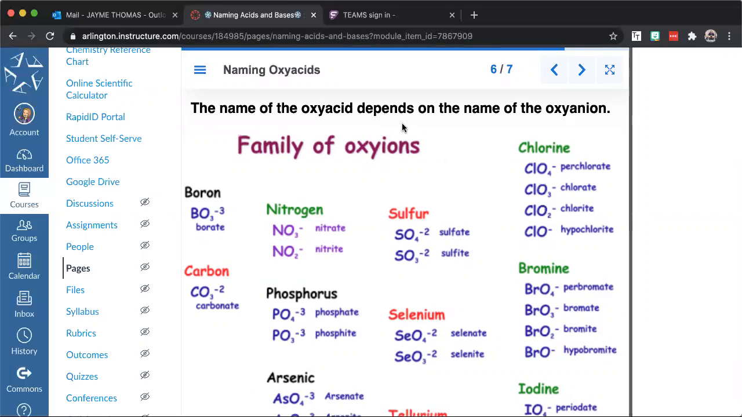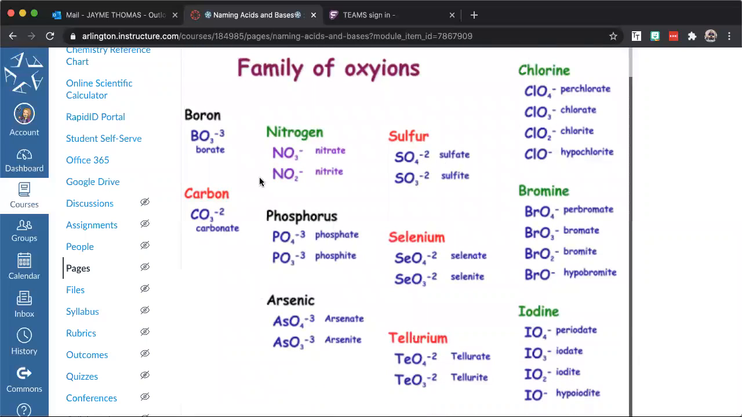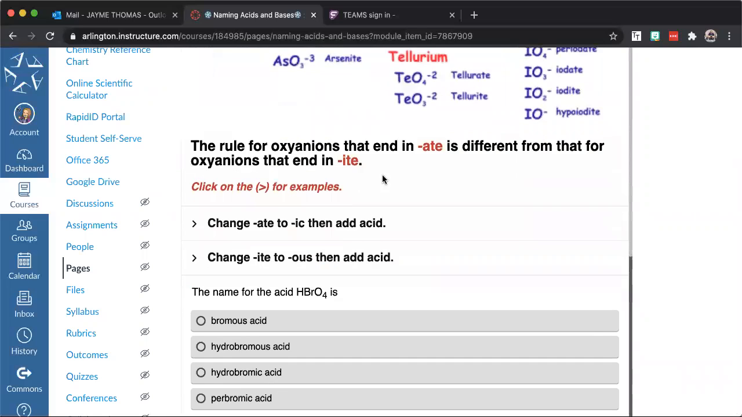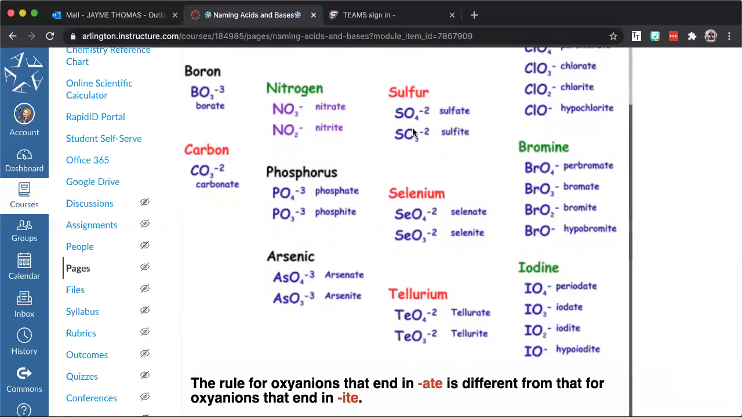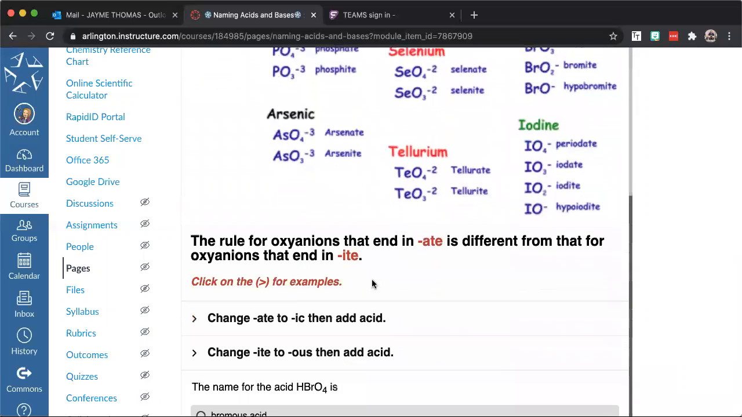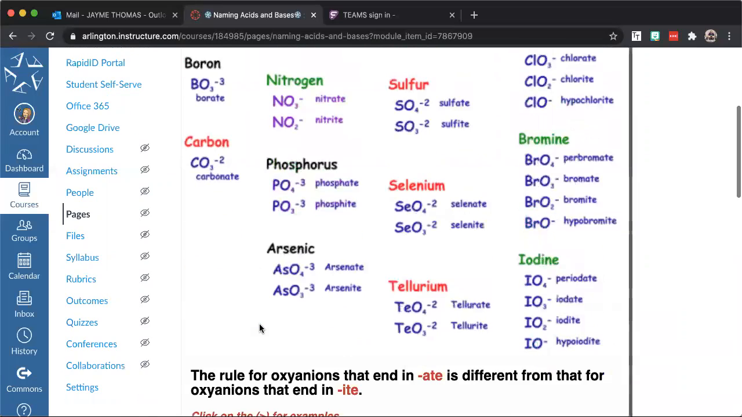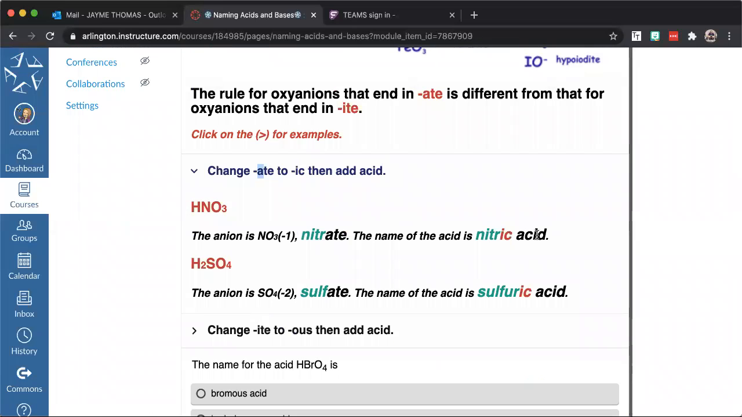Oxy acids: the name of the oxy acid depends on the name of the anion. Notice these are called oxy anions or oxy ions because they all have oxygen with other elements in them. So these are all polyatomic ions, but they're specifically called oxy ions because they all have oxygen in them. For oxy anions, you need to look at, does the name end in ATE or ITE? Because this is what's going to make the difference. So if I'm looking at a formula, I need to figure out which ion is in the formula so that I can figure out the name of it. If it ends in ATE, then I change the ending of the name to IC and add the word acid.